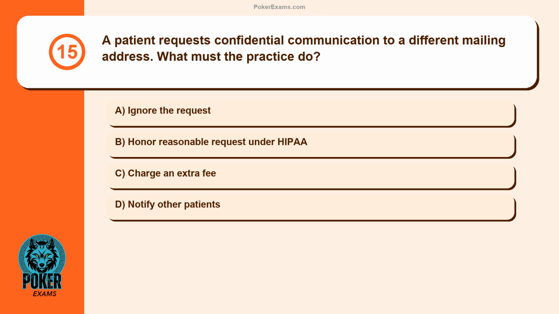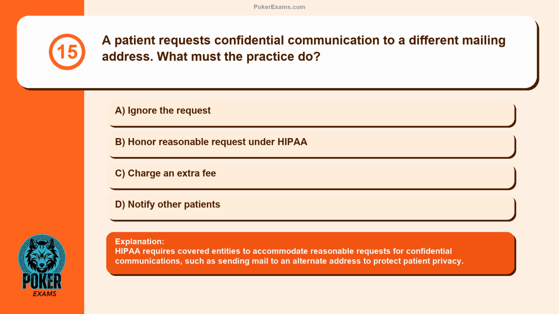Question 15. A patient requests confidential communication to a different mailing address. What must the practice do? Ignore the request. Honor reasonable request under HIPAA. Charge an extra fee. Notify other patients. HIPAA requires covered entities to accommodate reasonable requests for confidential communications, such as sending mail to an alternate address to protect patient privacy.